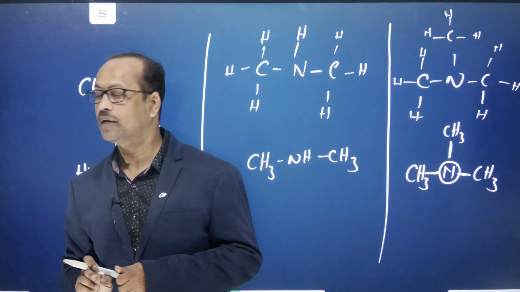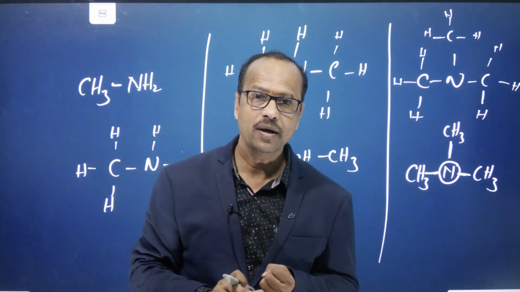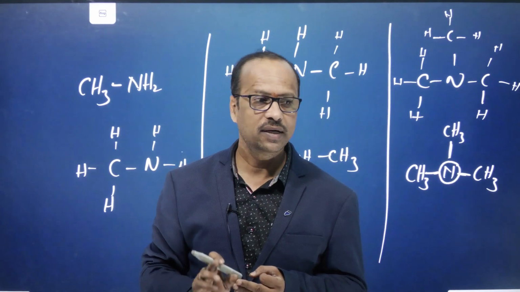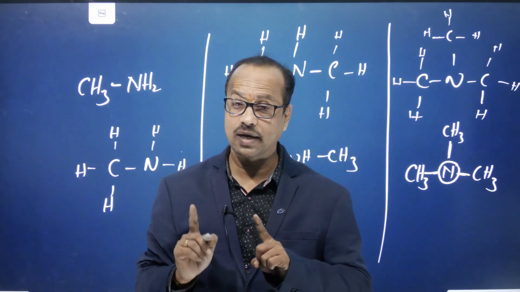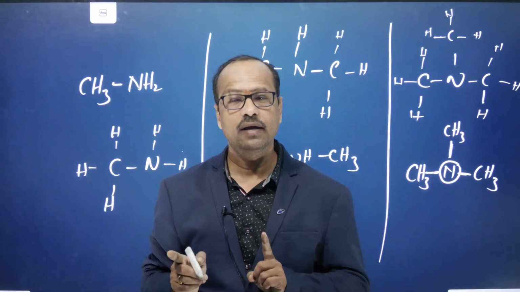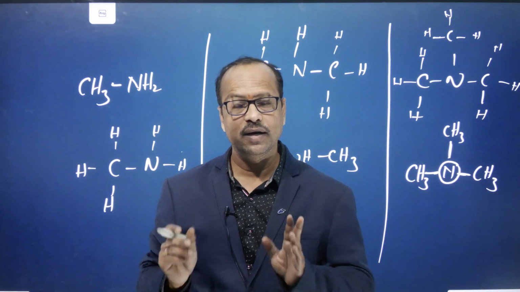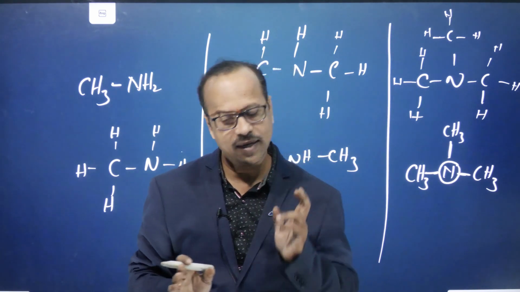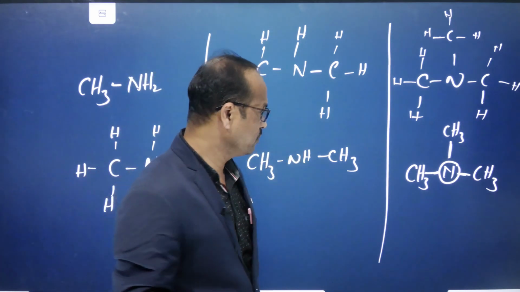So in total, how many types of amines are there? We can find 3 types: primary amine, secondary amine, and tertiary amine. In the primary amine, nitrogen is attached to 1 carbon atom; in the secondary amine, nitrogen is attached to 2 carbon atoms; in the tertiary amine, nitrogen is attached to 3 carbons. Clear?